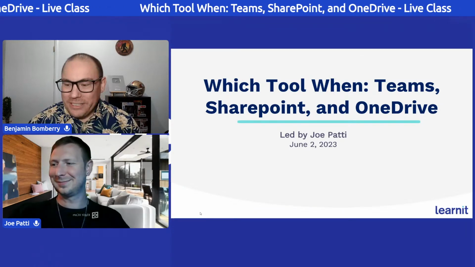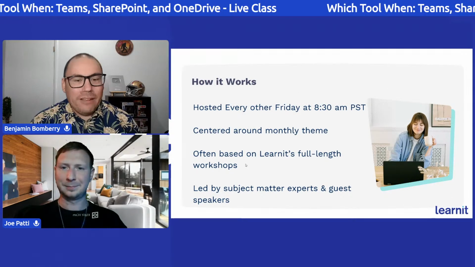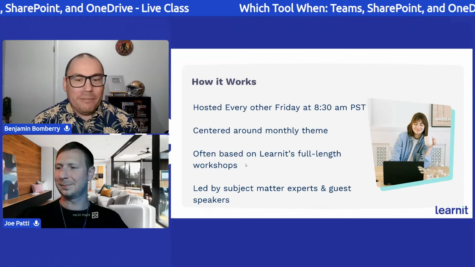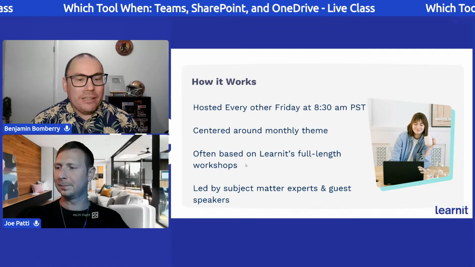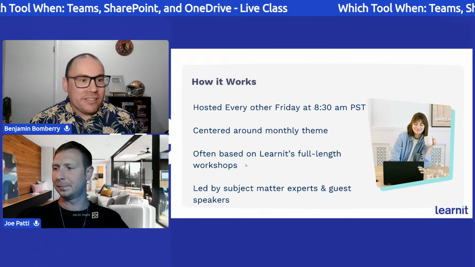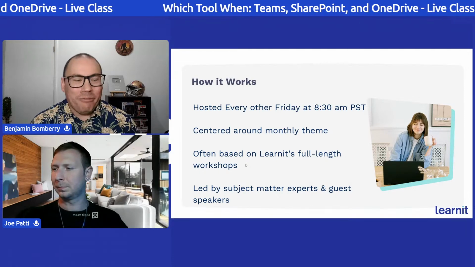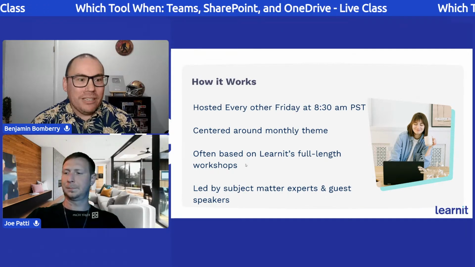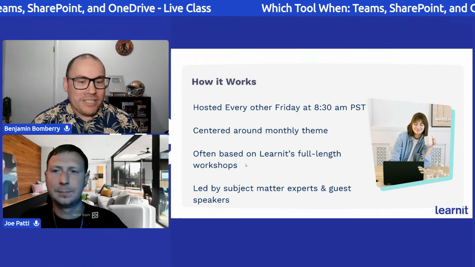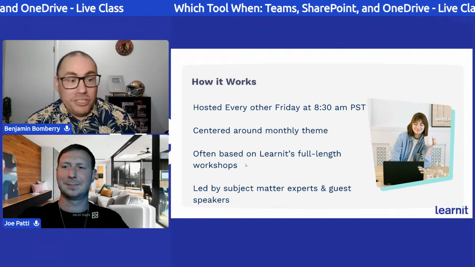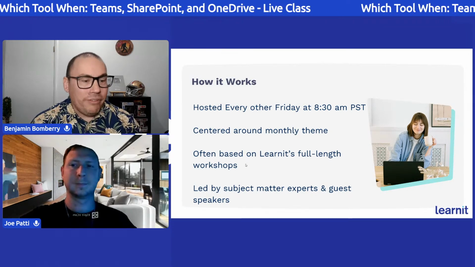But let's jump right into it here, just how everything kind of works, guys. This is our Friday live class, which is every other Friday at 8:30 a.m. Pacific Standard Time. These are 1 hour versions of our classes. Well, it's condensed a little bit closer to 50 minutes, and the classes are usually chosen around a monthly theme, and as it says there, it's usually based on our full length workshops. So you'll get about half of what's usually taught in our full version live classes, and it's always led by subject matter experts and guest speakers. Occasionally we will have a guest speaker come on to speak about something that is business related, or charitable event or something like that.